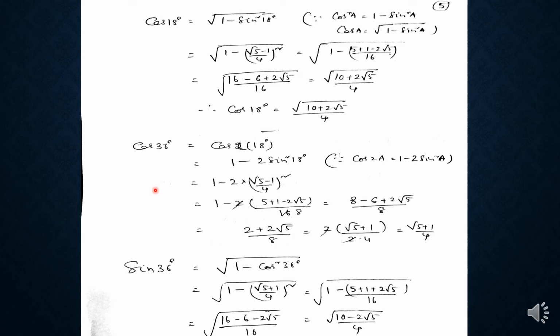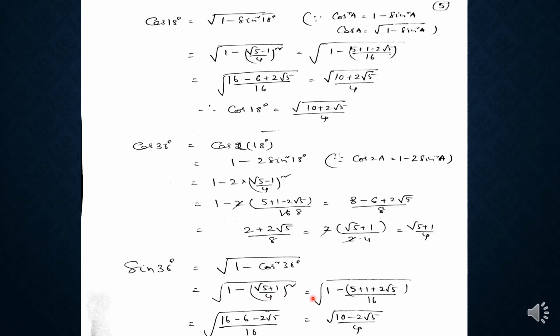So after getting cos 36 value, you can find sin 36 very easily by using the identity sin square a is equal to 1 minus cos square a, or sin a is equal to square root of 1 minus cos square a. Now we want to find the value of sine 36 degrees. So sine 36 is equal to square root of 1 minus cos square 36 degrees. So that is square root of 1 minus, what is cos 36 value here? Root 5 plus 1 by 4 whole square.